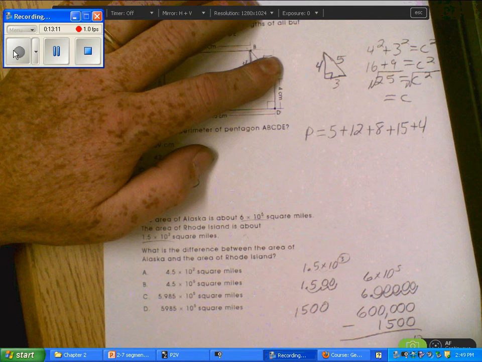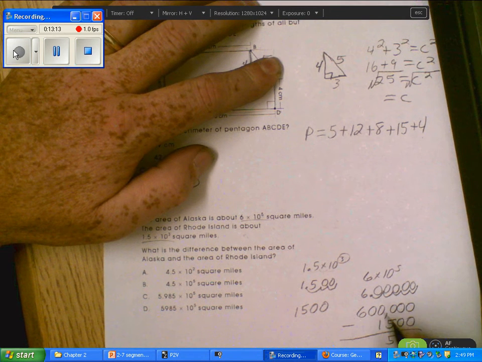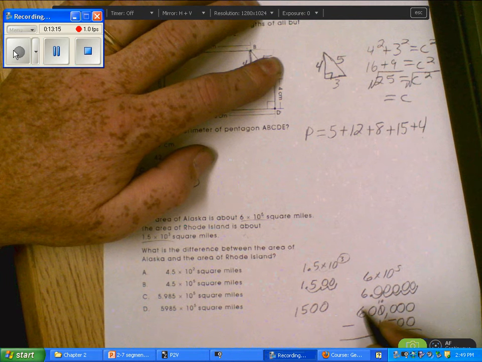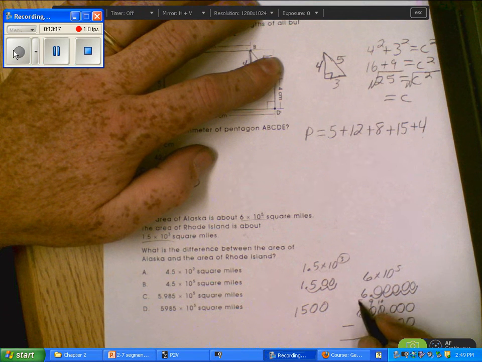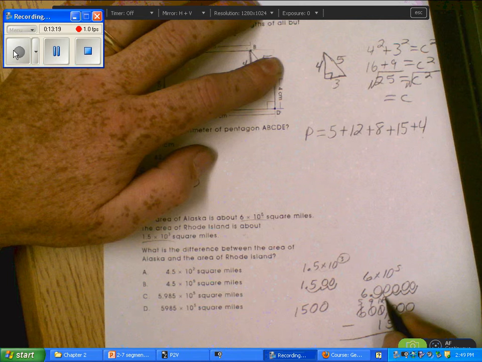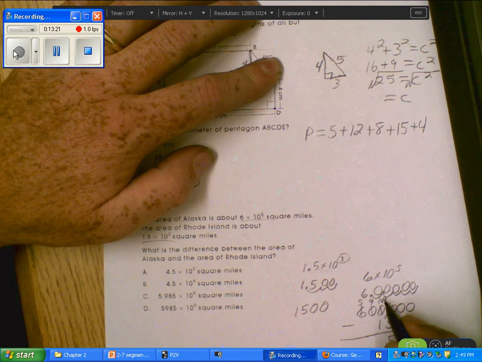You subtract those two. 0, 0. Got to borrow. That's going to be 10. Borrow here. That's 9. That's 5. Then we have to borrow there. Make that a 9. Make that a 10. That'd be 8, 9, 5.